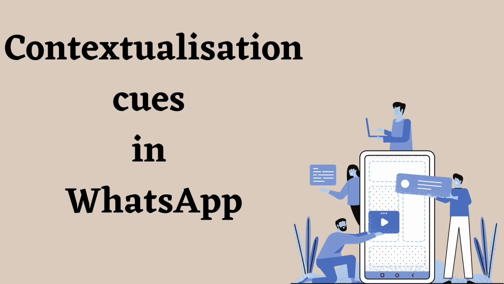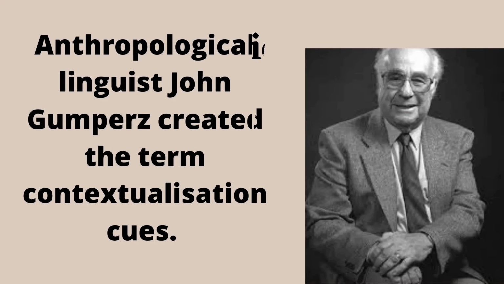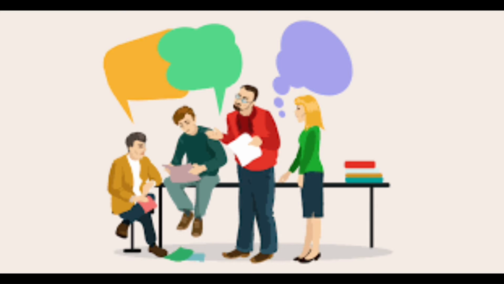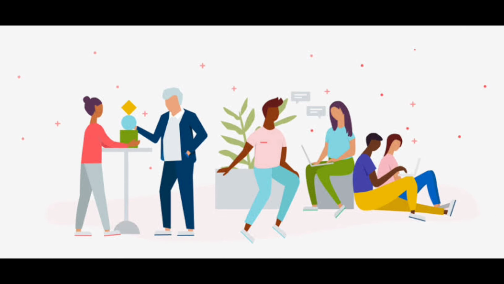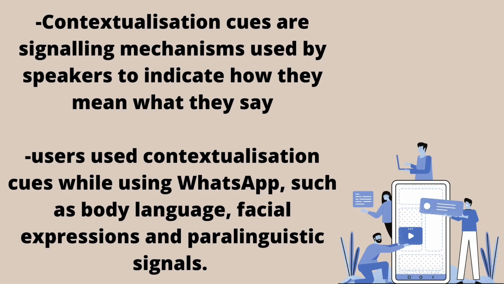The last strategy that we will discuss is contextualization cues in WhatsApp. Anthropological linguist John Gumperz created the term contextualization cues. He coined the term as part of his theory of conversational inference, which explains how mutual understanding is achieved in social interaction. Contextualization cues are signaling mechanisms used by speakers to indicate how they mean what they say.